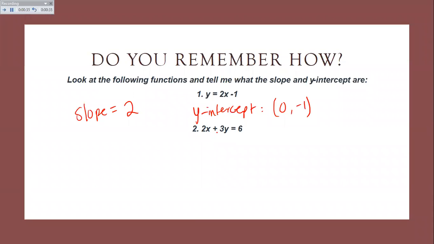Now, what happens when it's in this form? Well, you have a couple options. You either can follow a couple rules to find the slope and y-intercept, or your goal is to get y by itself, right? So that I can identify my slope and y-intercept. So what would I do to get y by itself? The first thing I would do. I heard someone say it's subtract.